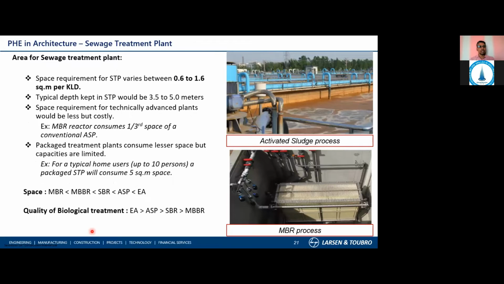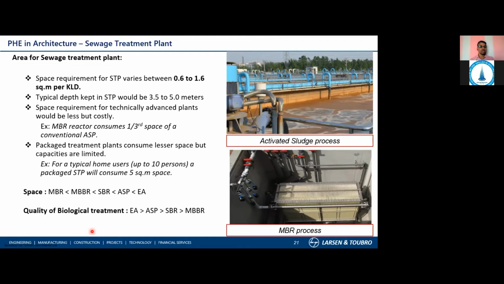And I'll just give some space requirement for an STP. It normally ranges per KLD. KLD means approximately 1,000 liters of sewage generated. Then you need close to 0.6 to 1.6 as the range. It's a wide range, of course, because we follow various technologies in the STP. So based on this, if you arrive at the total water demand, you can take 90% of that to get the STP capacity. Then you can decide how much space it will occupy.